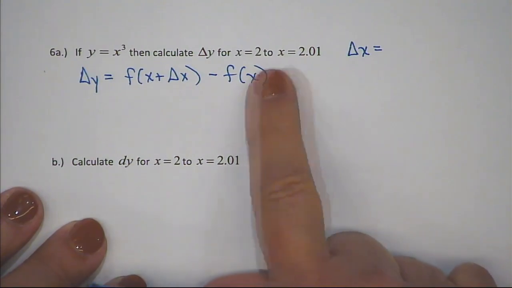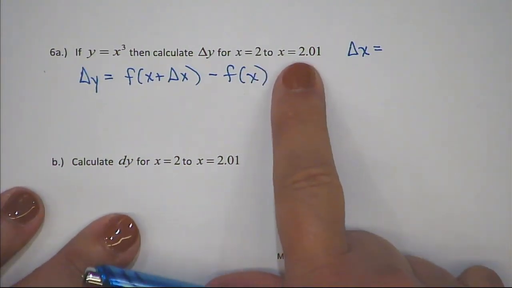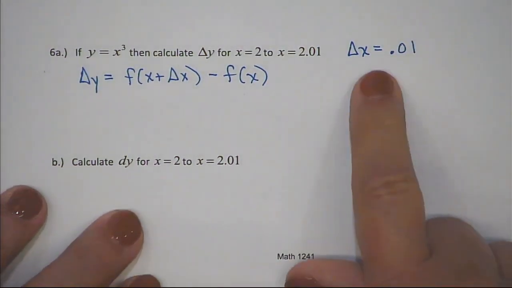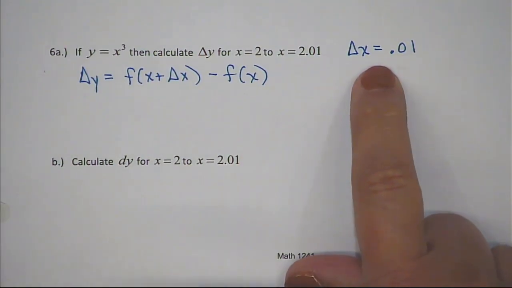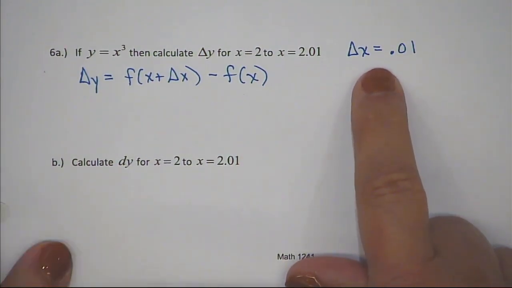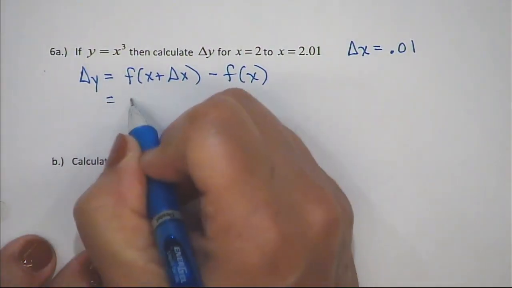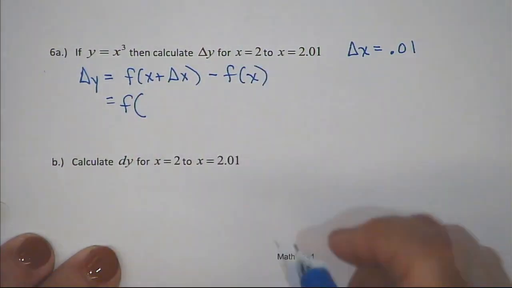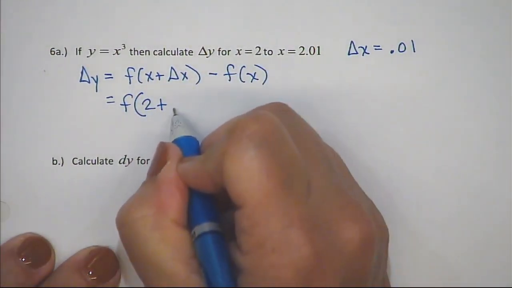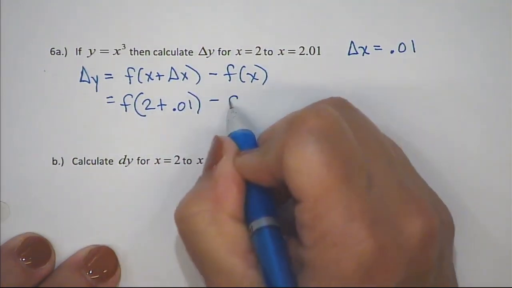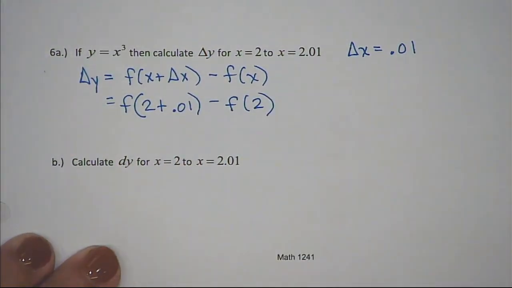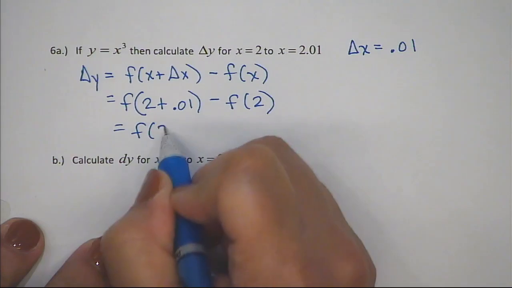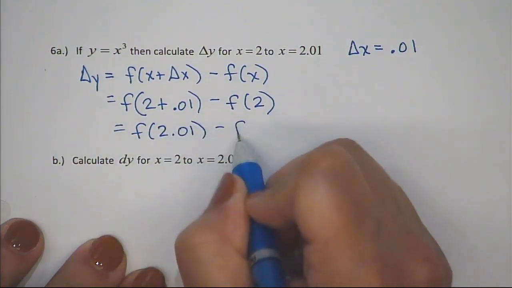What is the change in x from 2 to 2.01? 0.01. So our delta x would be 0.01. If you have to find that, that's what it is, change in x. All right, so let's see what we got. So we have f of 2 plus delta x, 0.01, minus f of 2. So we're looking at f of 2.01 minus f of 2.